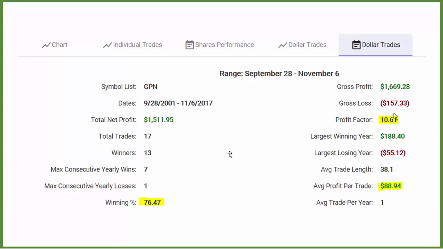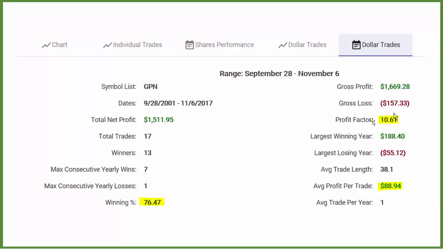And as you can see, I did from September 28th to November 6th. And here are the stats based on buying on September 28th and exiting on November 6th. This particular stock, GPN, has gone up almost 77% of the time. And the profit factor is at 10.61. That's a very good profit factor.